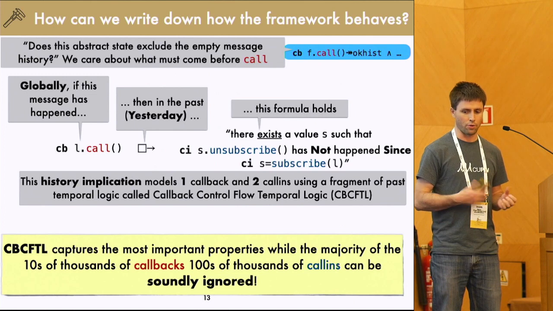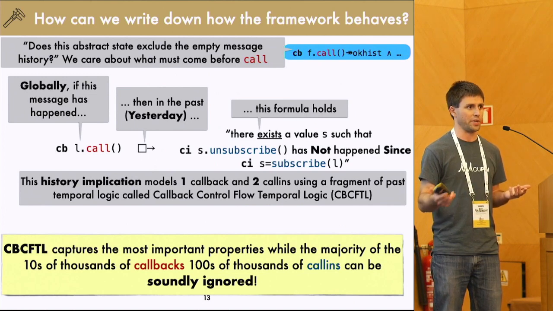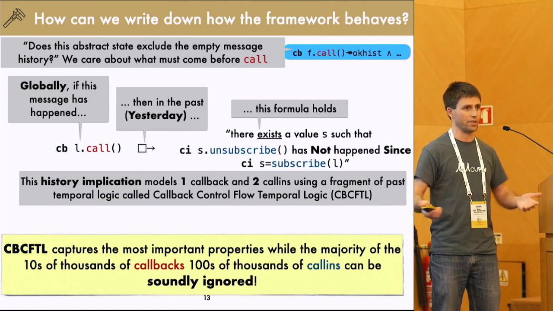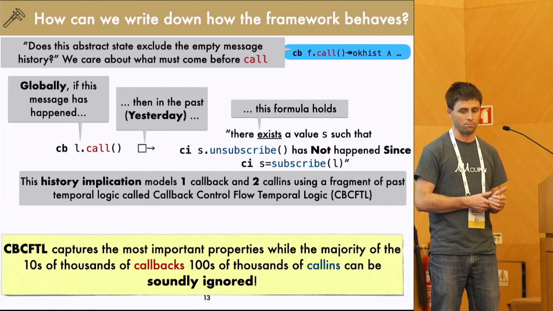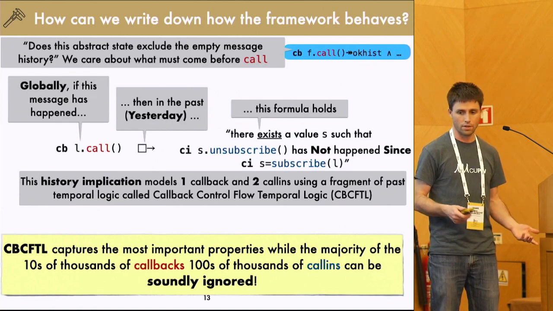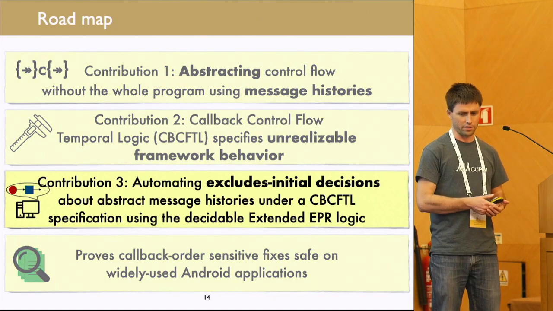But importantly, this allows us to reason about 3 methods rather than 10,000 callbacks and 100,000 call-ins. And most of the behavior of the framework can be soundly ignored. So next, we'll talk about automating decisions about this.